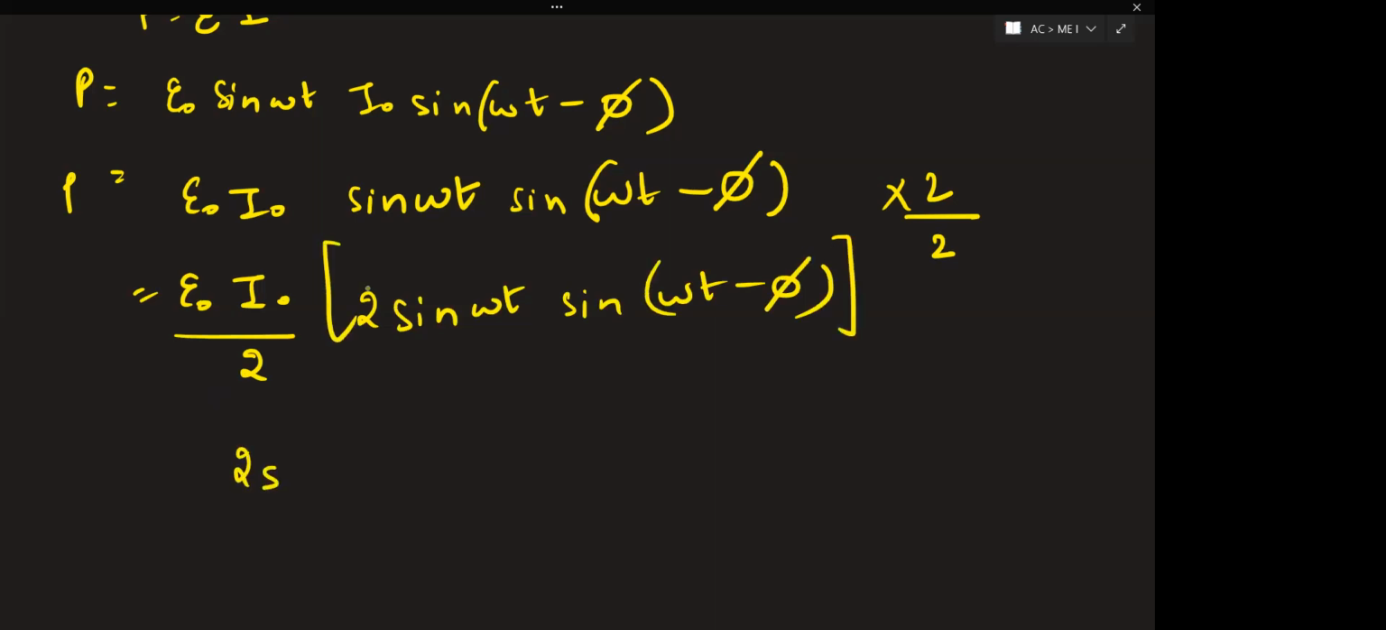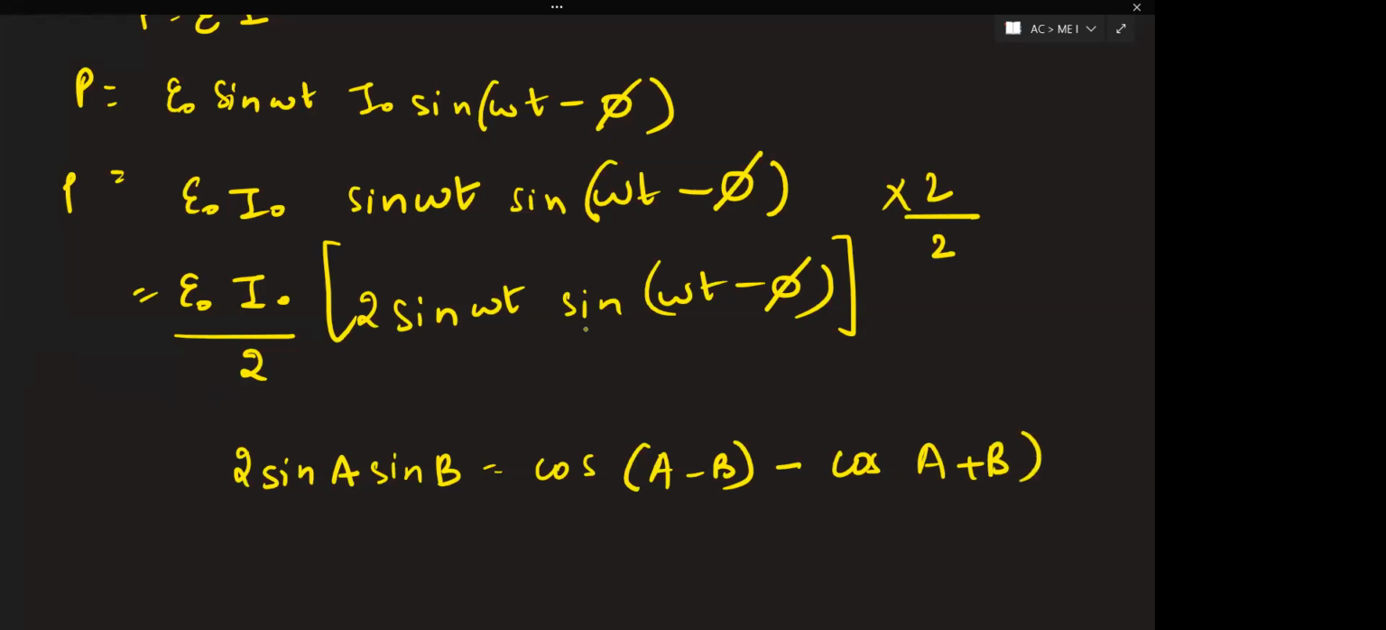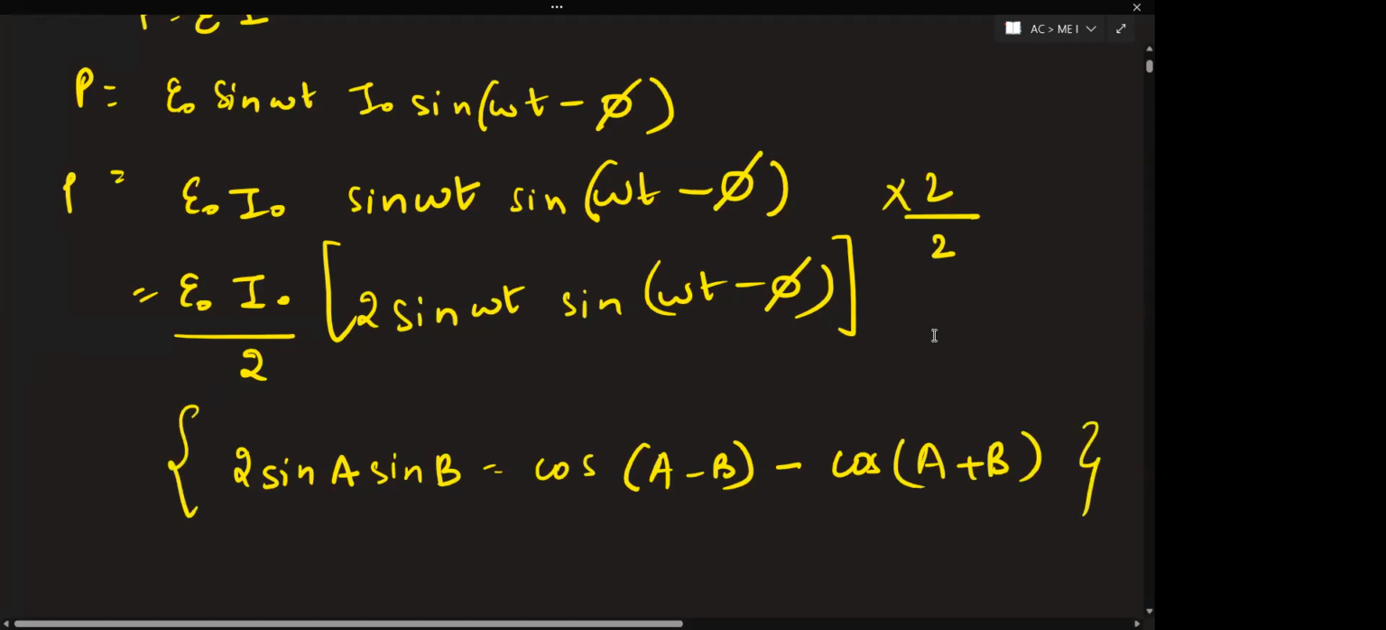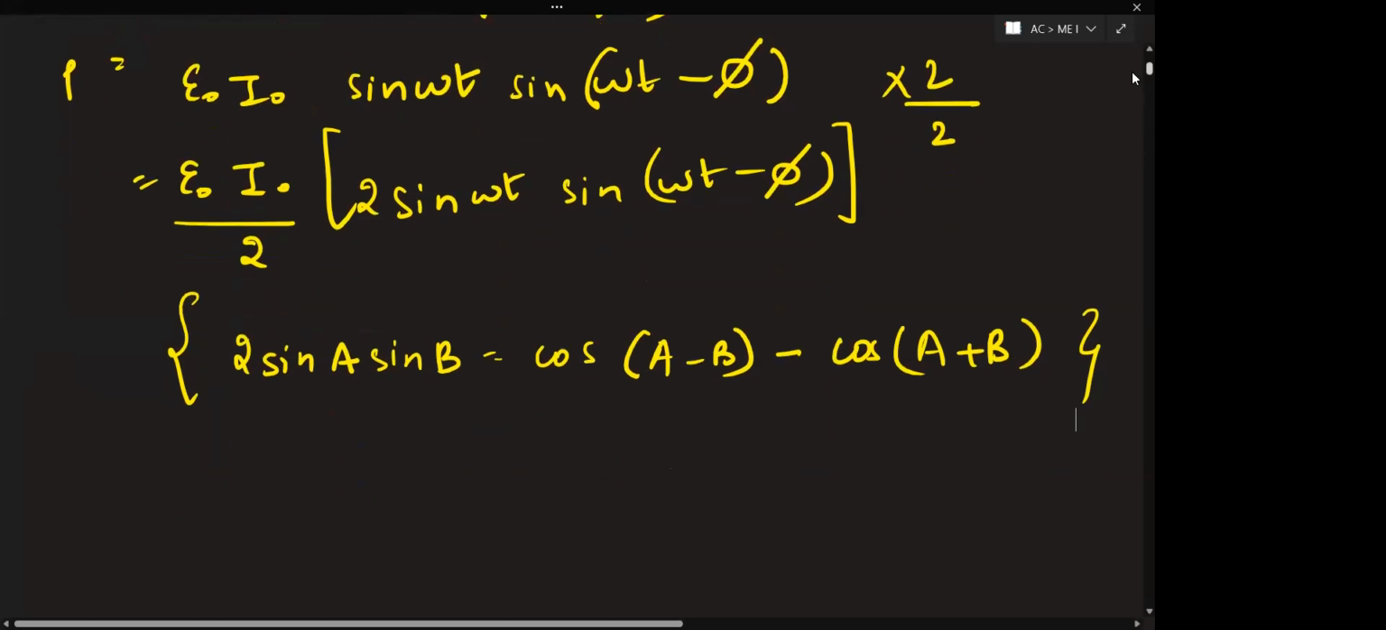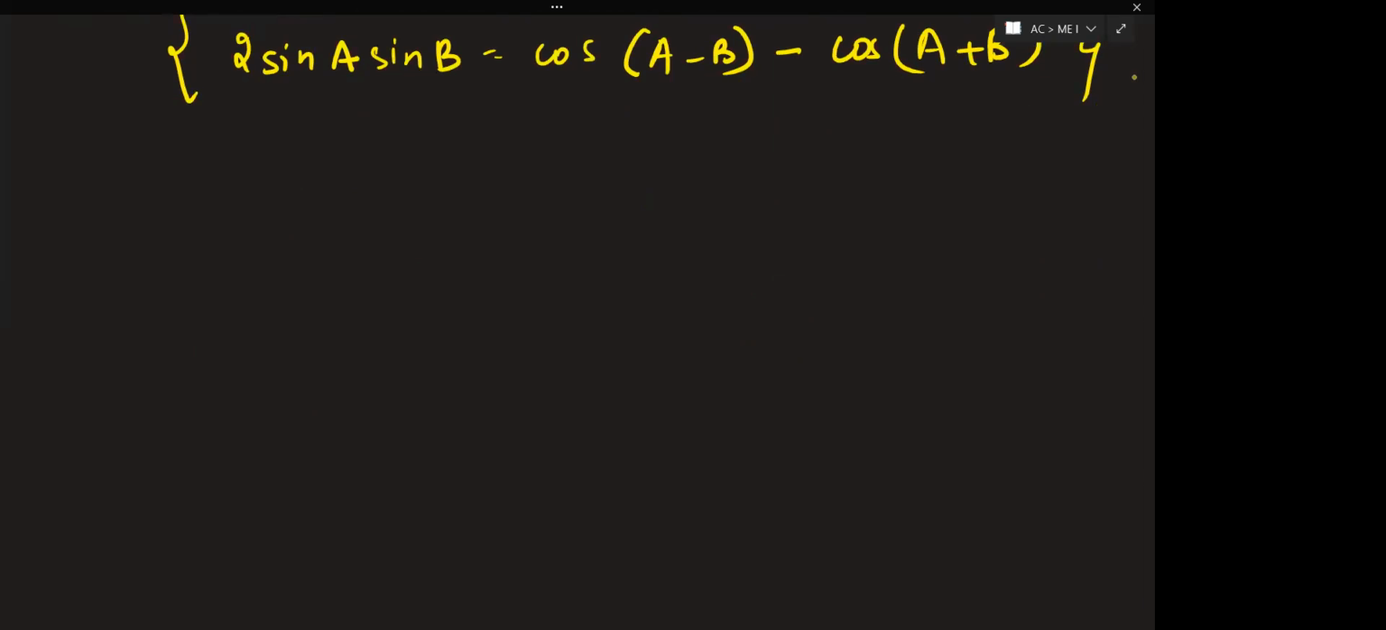The identity is whenever you have 2 sine A sine B. Here A is omega t and B is omega t minus phi. This is written as cos A minus B minus cos A plus B. All the students who already have mathematics must be knowing this identity. And those who do not have maths, you can just make a bracket and write it down in the corner of a sheet, or even within the derivation. So we'll substitute this identity in here.